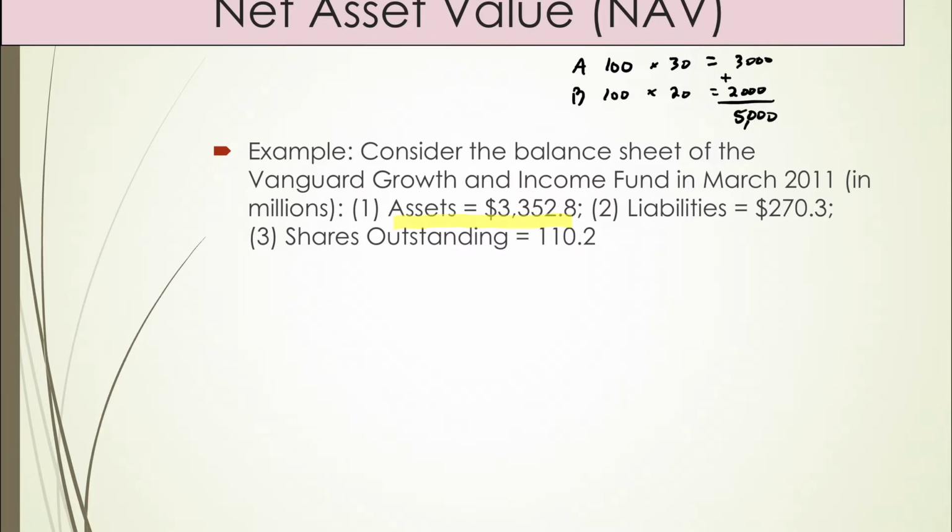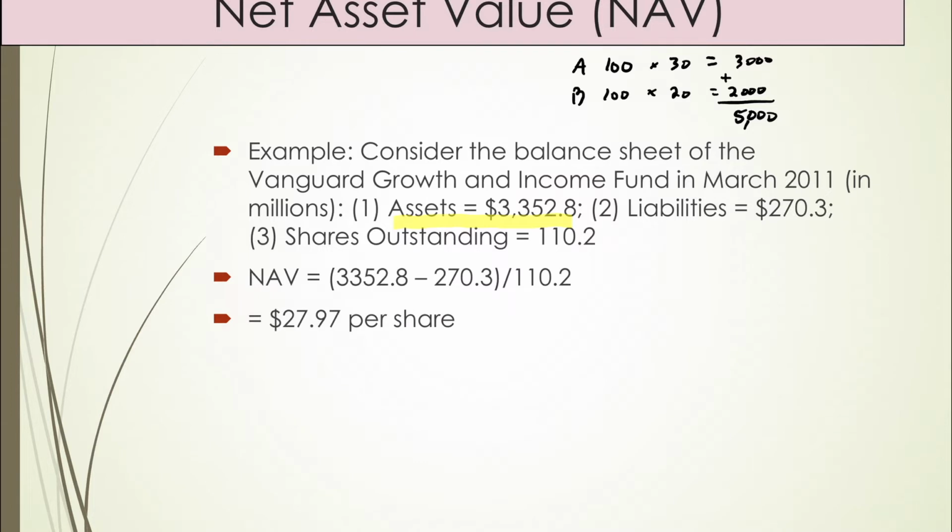So in this particular problem, I give you the total assets. In your homework, you're going to have to calculate the total assets first to calculate net asset value, but it's a rather straightforward calculation. So getting back to our problem here, net asset value is simply the assets minus the liabilities divided by the number of shares outstanding. So for this problem, we can see that the net asset value is $27.97 per share.